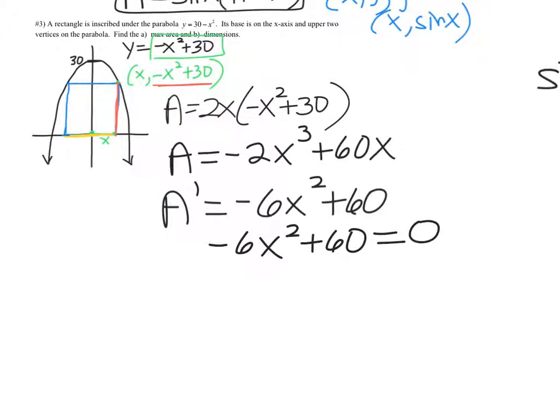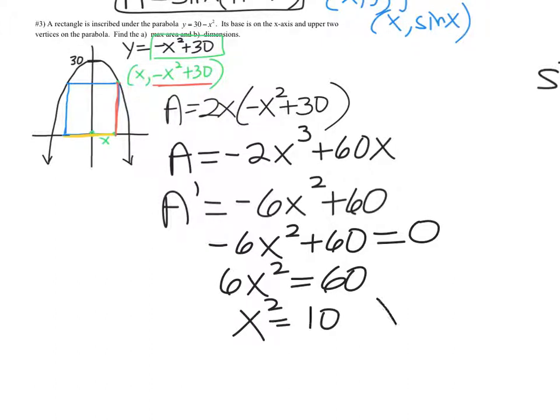I would probably add 6x squared. What's that? Plus and minus squared. Yes, plus and minus, and then we'll talk about which ones it's going to be. And then x squared would be 10, so x would be plus or minus rad 10.